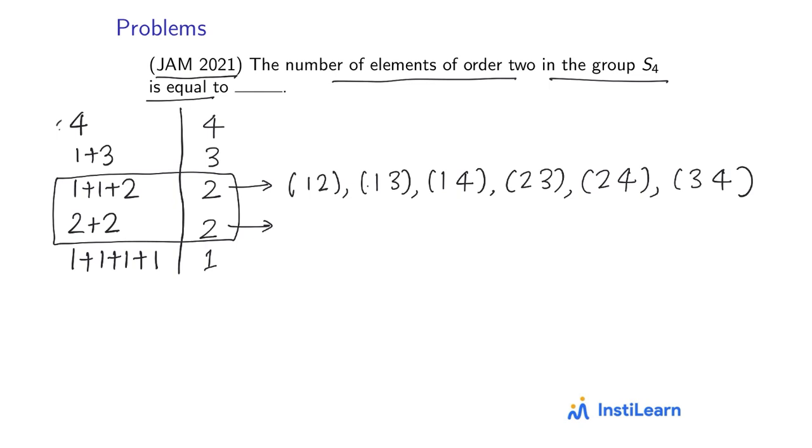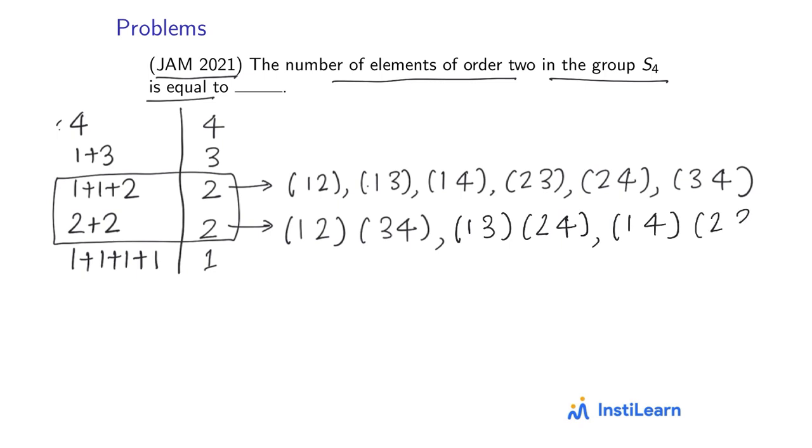Then these are products of 2 disjoint 2-cycles. For example, (1 2)(3 4) is one. Then you can write the next as (1 3)(2 4). Then the third I can write as (1 4)(2 3). And you can see that these are all possible permutations of 2 plus 2 type. So how many elements do you get of order 2? 1, 2, 3, 4, 5, 6, 7, 8 and 9. So there are 9 elements of order 2 in S4.